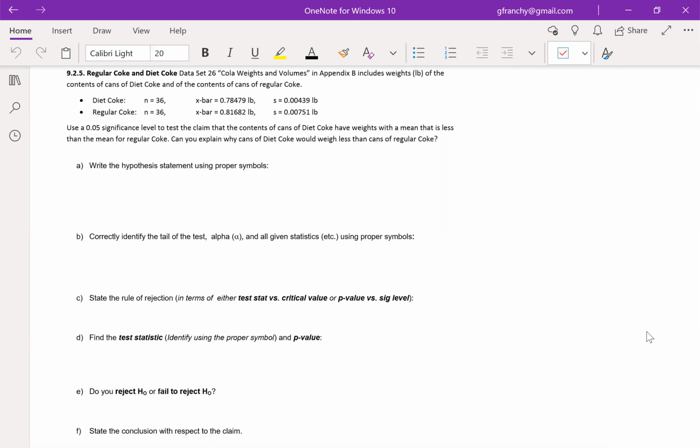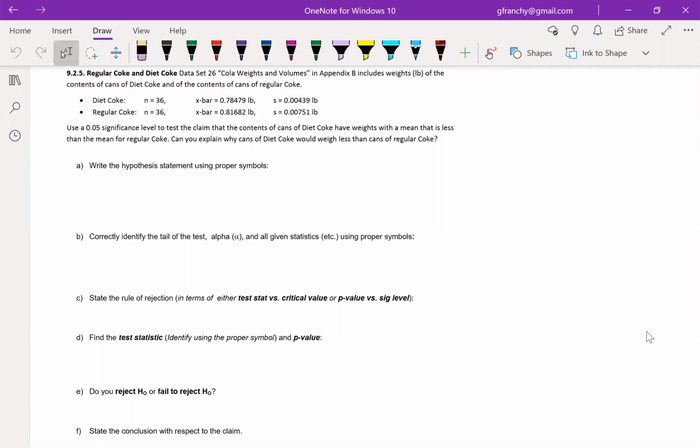They do give us the summary statistics here, and they want us to use a 0.05 significance level to test the claim that the contents of cans of Diet Coke have weight with a mean less than that of the mean of regular Coke. And then they want us to explain why cans of Diet Coke would weigh less than cans of regular Coke, even though we haven't concluded that yet. I wonder if they tip their hand on what we may discover here.